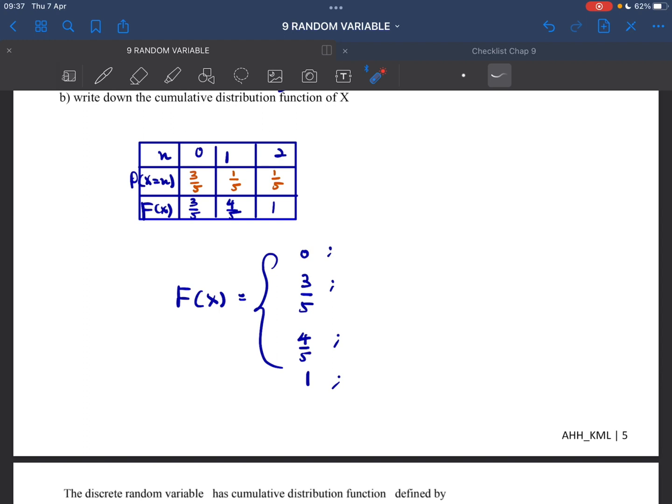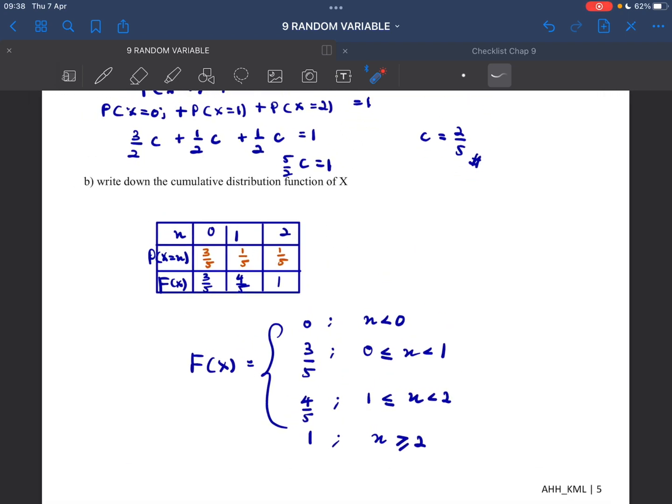Okay, so 0 here is for x less than 0. This is x less than 0. For 3 over 5, here is for x between 0 and 1, not included. And this one is for 1 included, 2 not included, and this one is for x greater than or equal to 2. See, the equal sign is this one. X equals to 2, you get 1, so this one should be equal. X equals to 1, you get 4 over 5, so this one should be equal here. X equals to 0, 3 over 5, so it should be equal here. But this one has to be inequality, so there is no equal. Okay, so that is how we write cumulative distribution function.